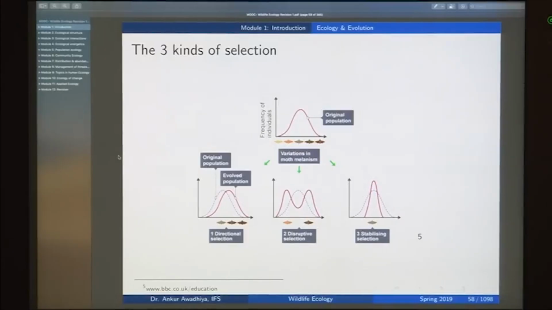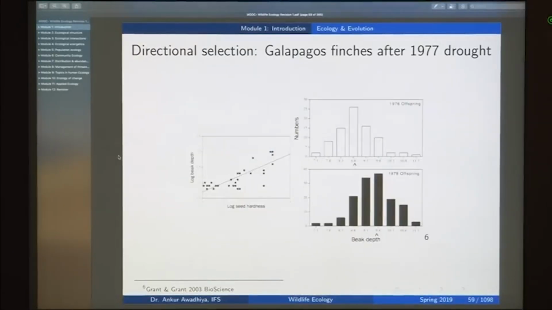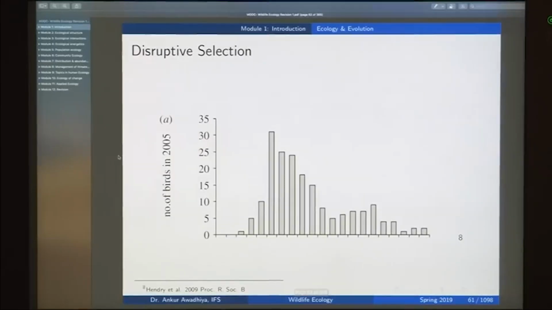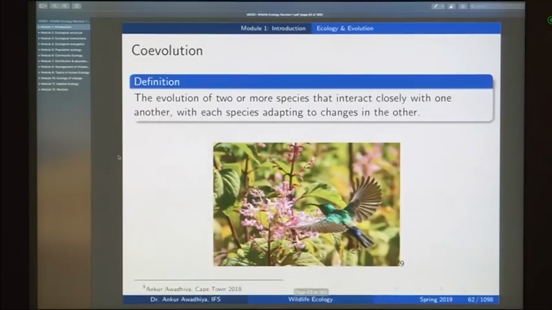Then we looked at examples of these: directional selection, as in the case of the size of beaks; stabilizing selection, as in the case of the weight of a human baby at birth; and disruptive selection, also in the case of Galapagos birds, where the two ends were more selected. Then we also had a look at co-evolution, the evolution of two or more species that interact closely with one another, with each species adapting to the changes in the other.